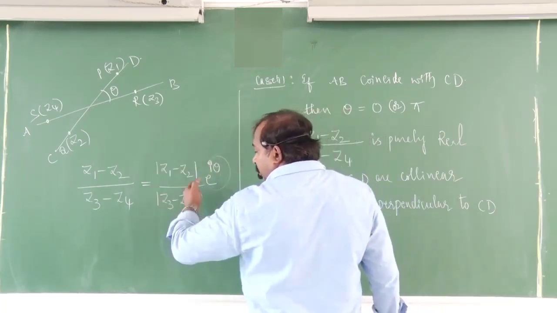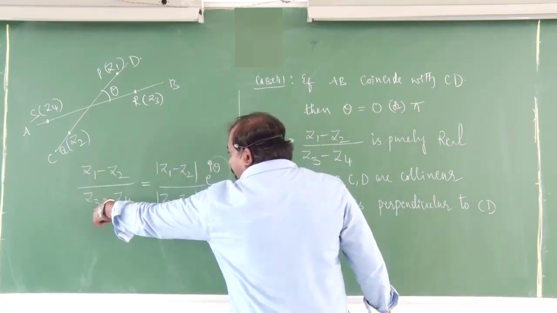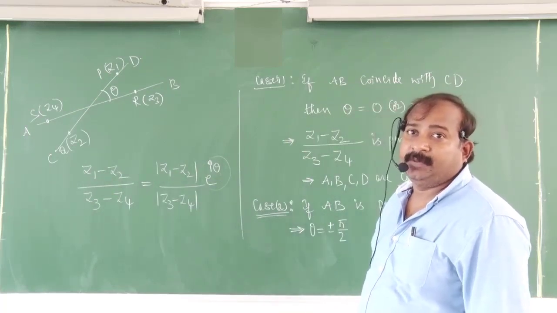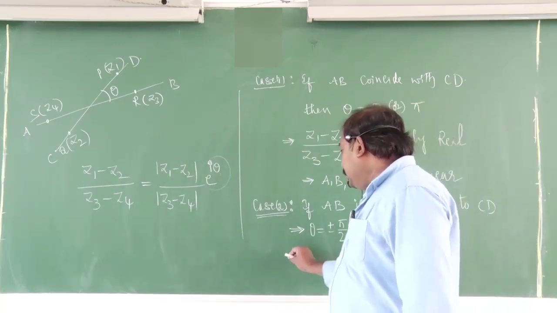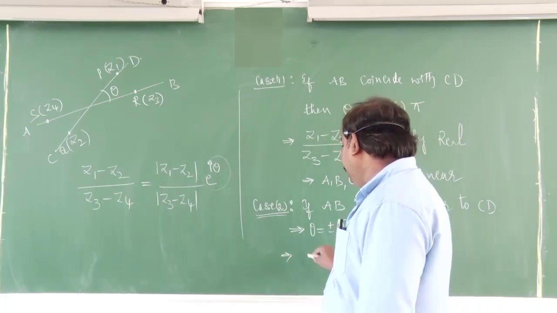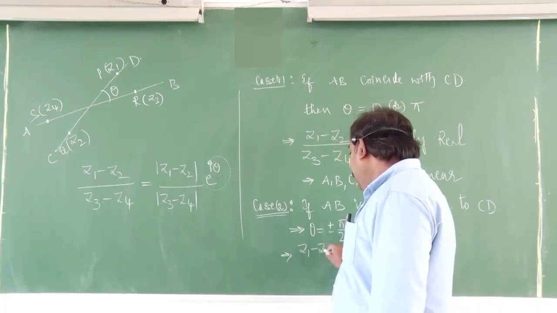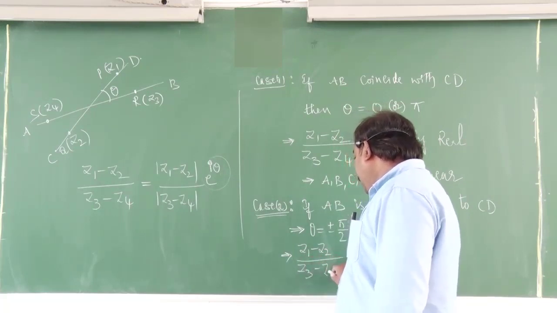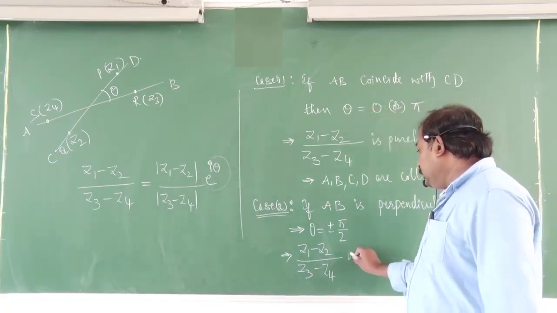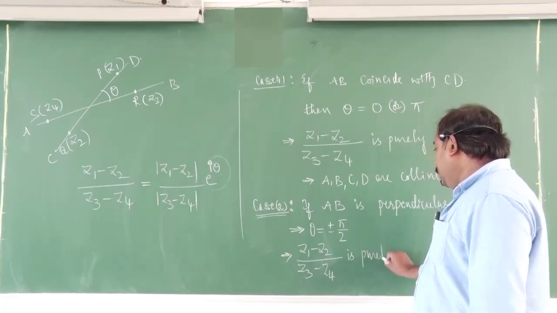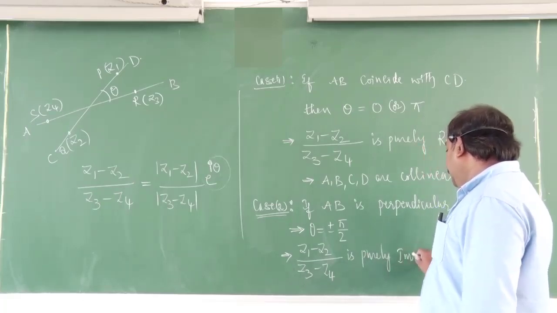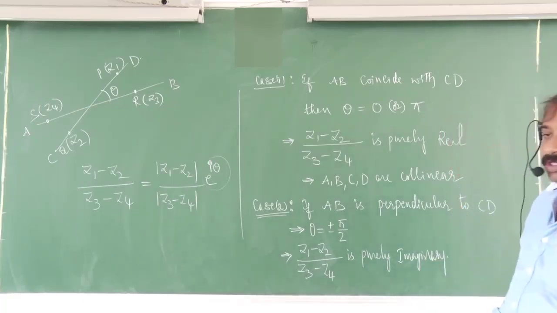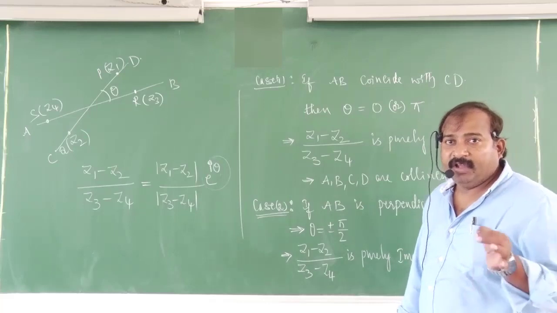Iota into some multiple. So what is the nature of this complex number? Purely imaginary. That means we can conclude that (Z1 minus Z2) by (Z3 minus Z4) is purely imaginary. So these two points are very important.